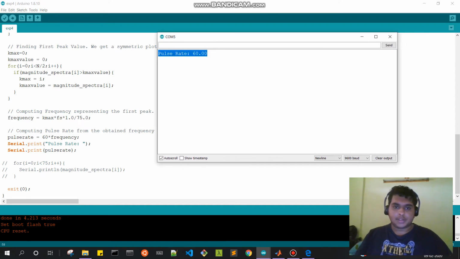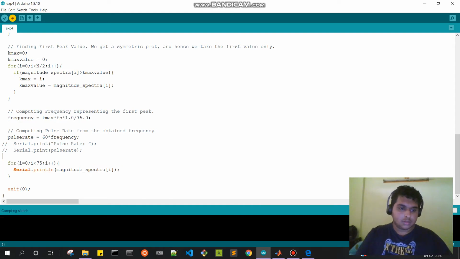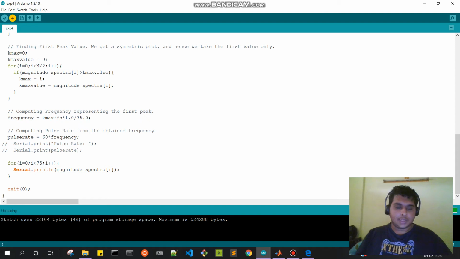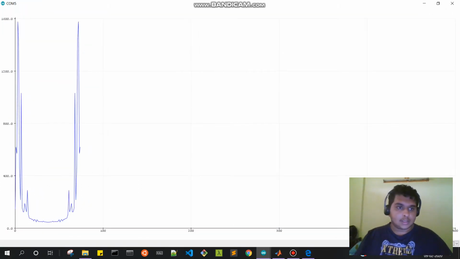We have got the pulse rate as 60 over here, and let's check the graph for this as well. We'll be able to see the twin max peaks in the graph that denote the maximum frequency, I mean the peak frequency. Let's see the graph now. So here you can see that these two peaks are the ones that we get, and we take this first peak, the index of this first peak, to compute the pulse rate.